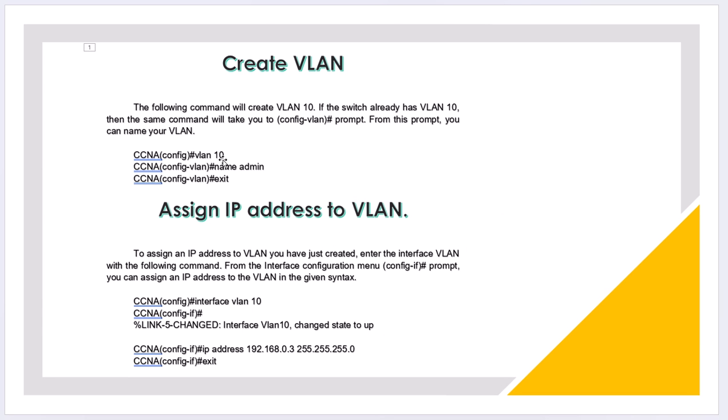Now to create a VLAN, this is the setup. As an example, we configure VLAN 10. Go to configuration mode, enter the VLAN number and name, for example admin, and exit. This is the L2 VLAN. If you need to assign an IP address for this VLAN, it becomes an L3 VLAN. Go to interface VLAN 10 and configure the IP address 192.168.0.3, 255.255.255.0. Now we have created the L2 and L3 VLAN.